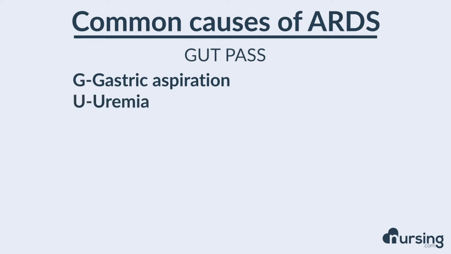The next one is U, which stands for uremia. The next one is trauma. Anytime a patient has trauma, this can actually cause this increased permeability in the lungs, leading to ARDS.